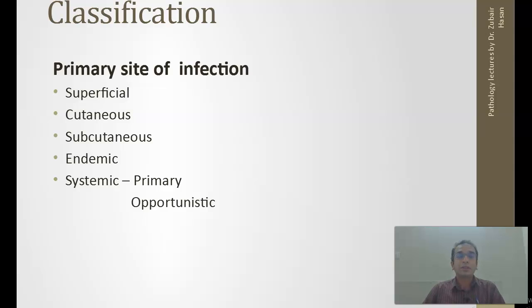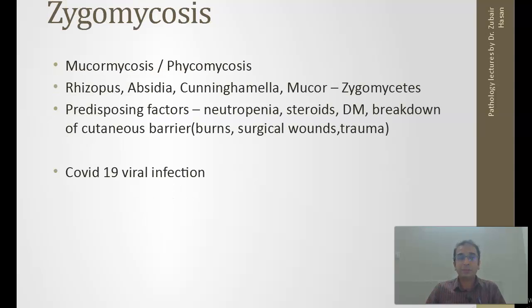Based on the classification, the primary site of infection, they can be superficial, cutaneous involving the skin, subcutaneous beneath the skin. They could be endemic or localized to a certain area, or systemic, spreading all over the entire body, which can be primary and opportunistic. Opportunistic is the word we use when the immunity of the body is low and the fungus tends to invade.